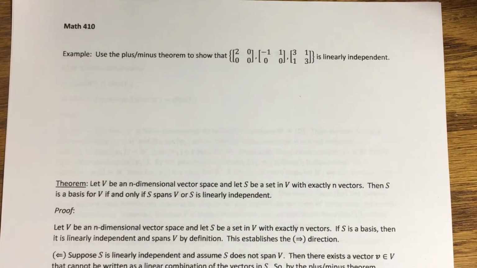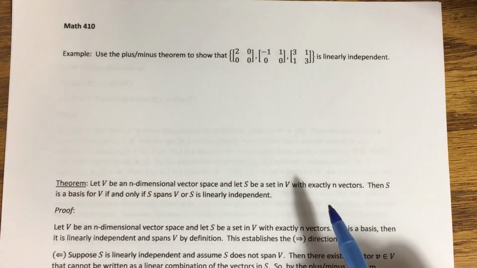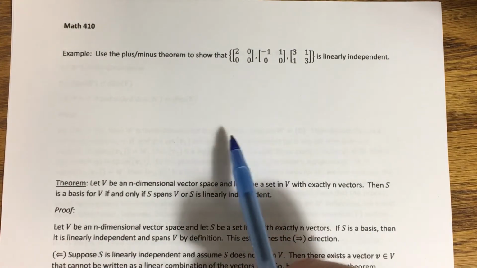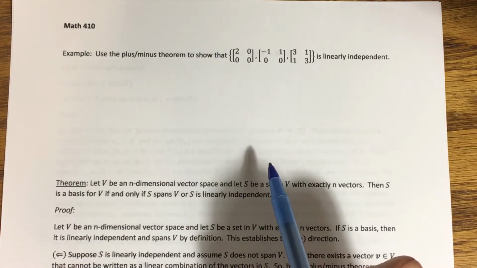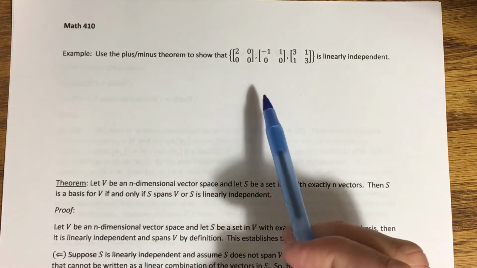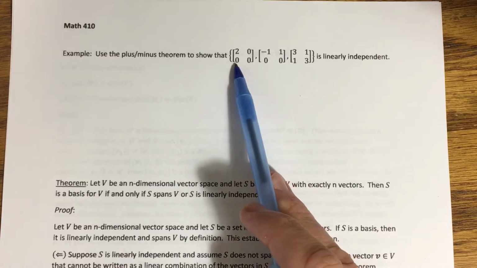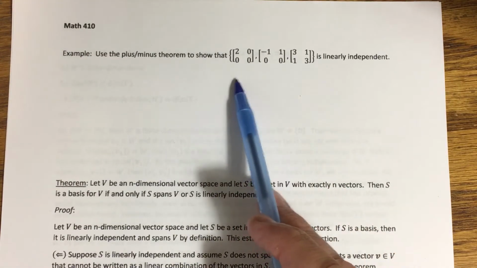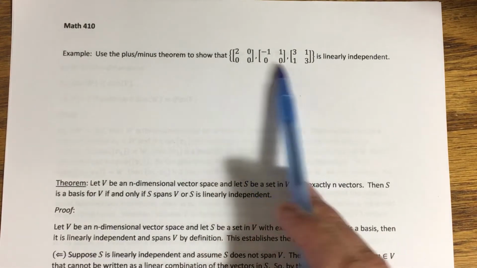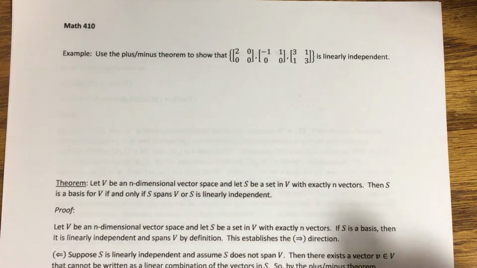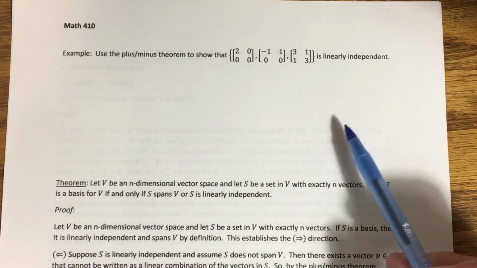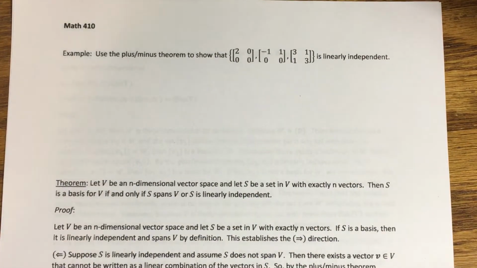Okay, so for this example, we want to use the plus-minus theorem to show that this set of three matrices is linearly independent. We're not going to express it as a linear combination of these three vectors and set it equal to the zero vector, which would be the zero matrix in this case. That's the usual approach to proving linear independence. We want to show that the plus-minus theorem makes it a lot easier to do that.